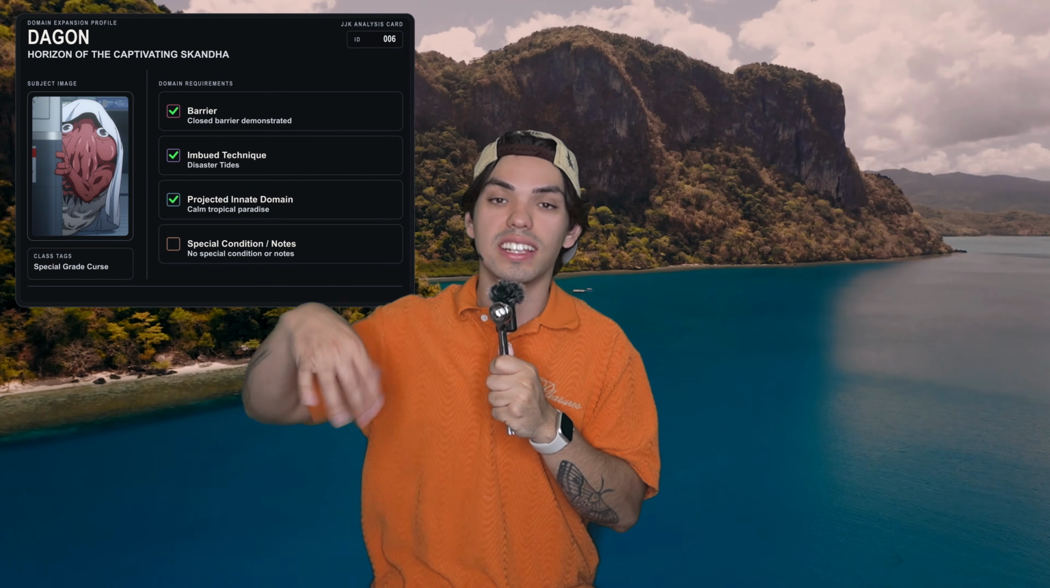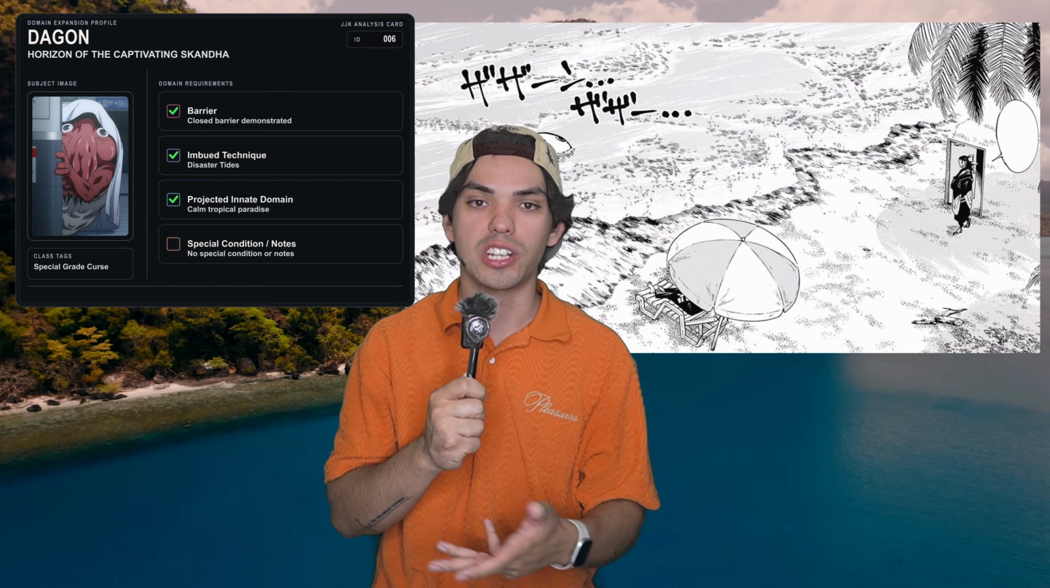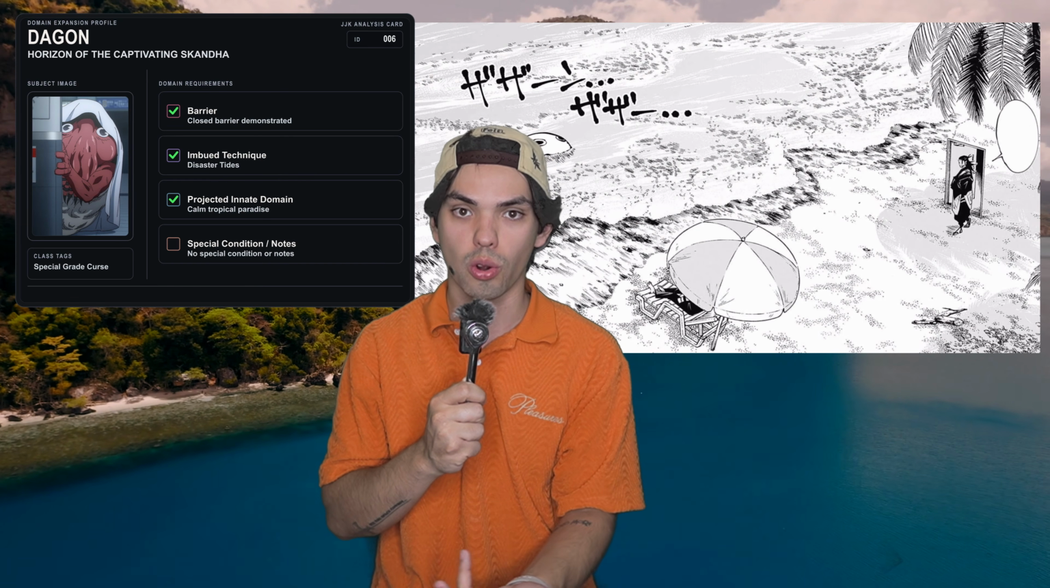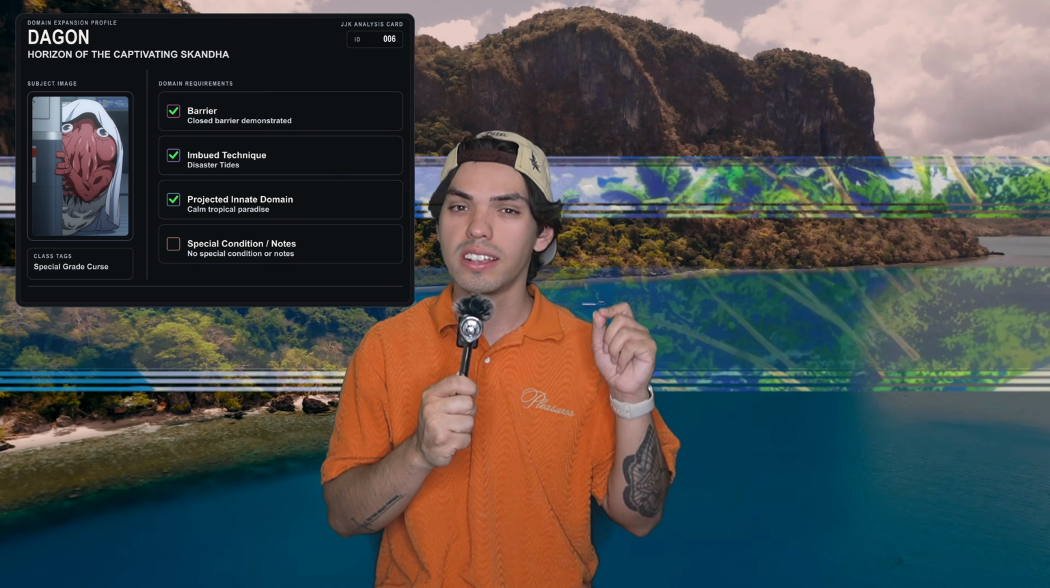Hakari guarantees you know the rules, where Dagon guarantees the attack doesn't even exist until it's already reached you. Dagon's horizon of the captivating Skandha is the tropical beach where the disaster curses have been meeting since early in the story. See, Dagon was born from humanity's fear of water-based disasters. Yet his inner world is not a violent storm or a tsunami, it's a calm ocean with no humans in sight.